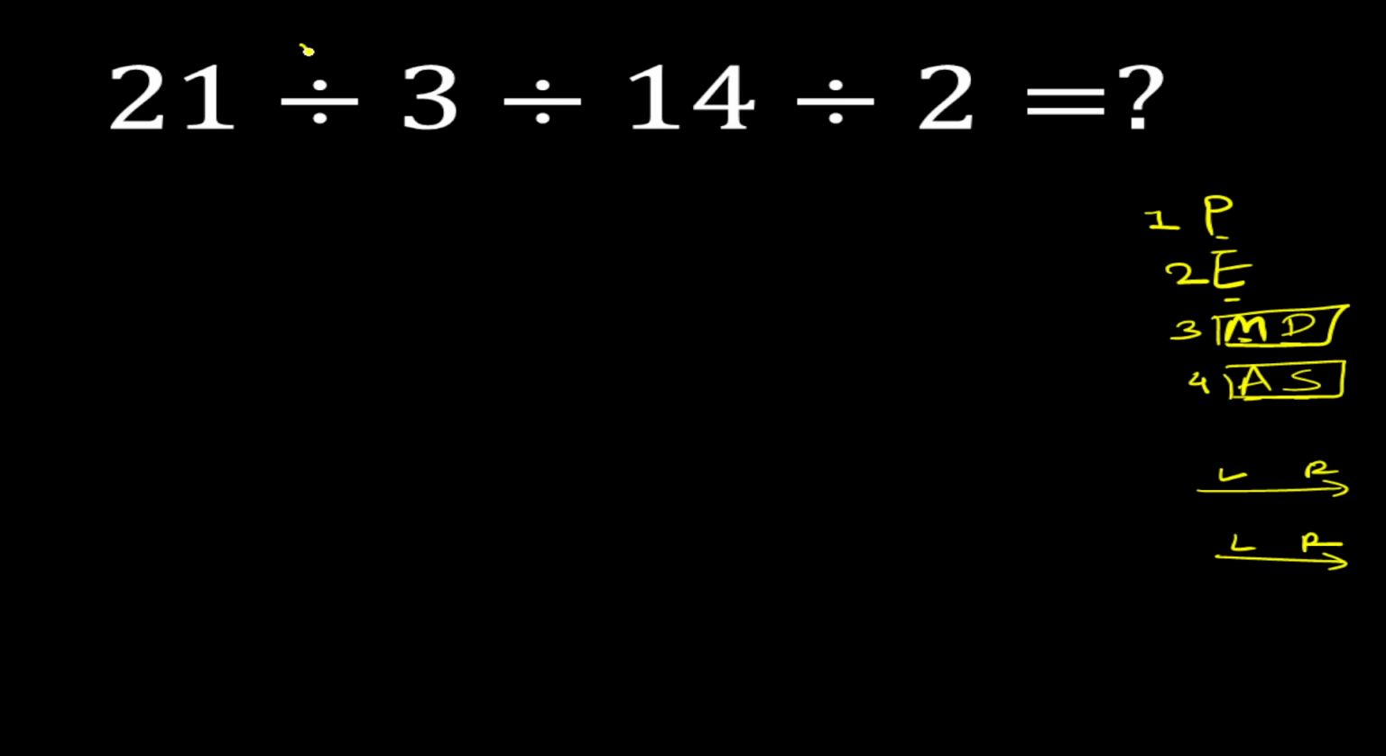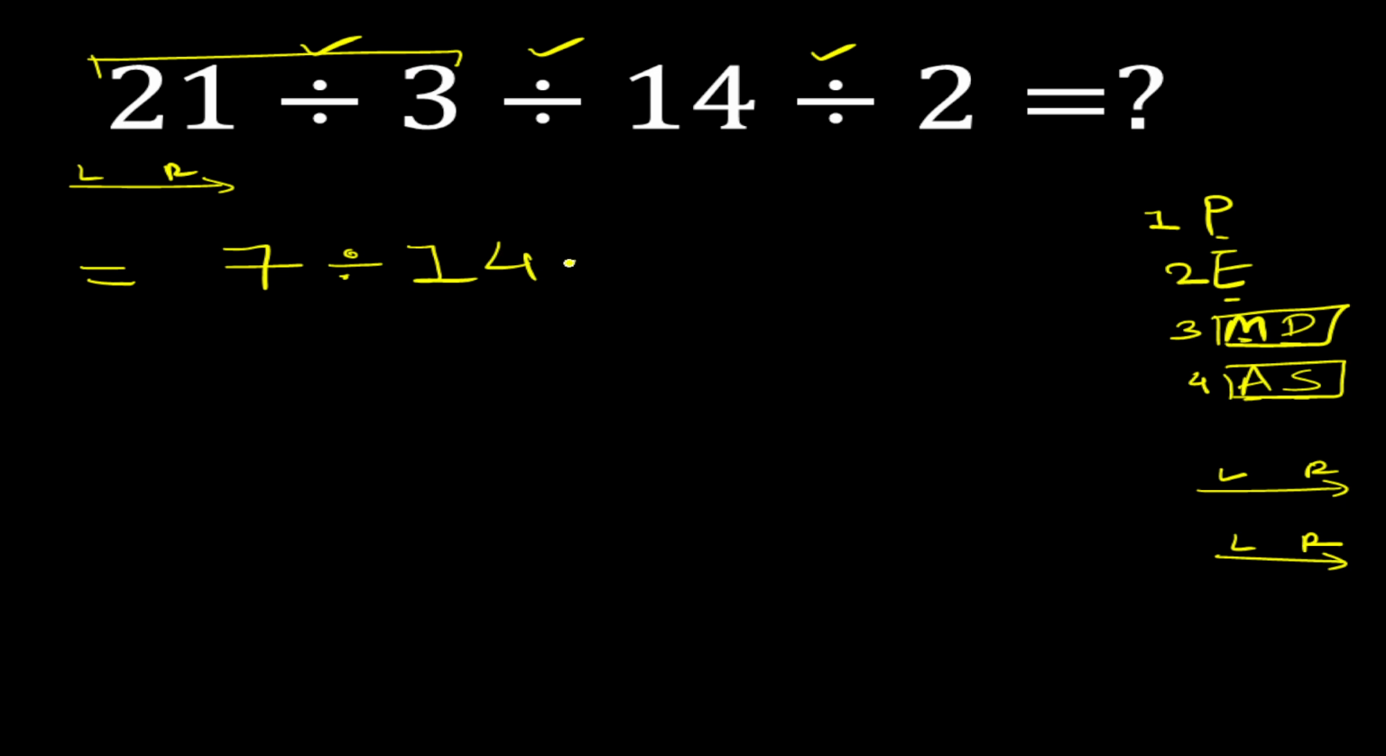In this question, here we have one division, here division, and here division, and all have equal priority. So we have to solve it from left to right. So first we have to solve this division, right? So 21 divided by 3 is equal to 7. Divided by 14 divided by 2, right?